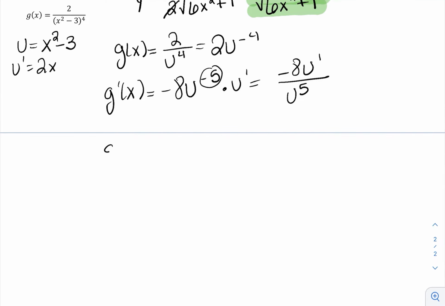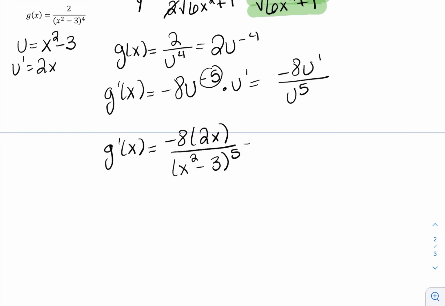So now I'm going to put everything in. G prime of x is equal to negative 8 times 2x over (x squared minus 3) to the 5th. And then I can multiply the 8 with the 2, so negative 16x over (x squared minus 3) to the 5th. And again, I like to simplify my u's before. It makes it easier. Here we go.